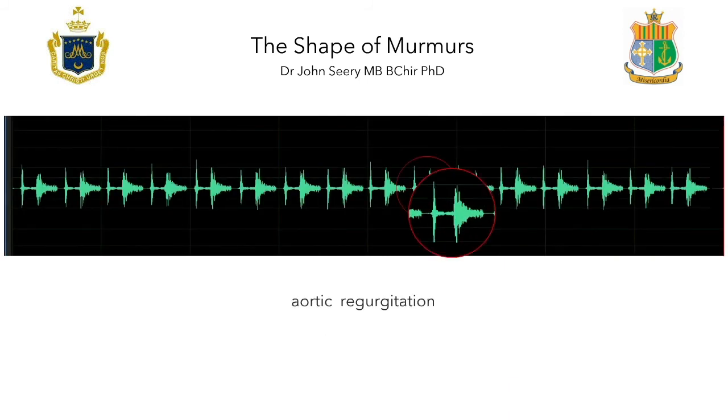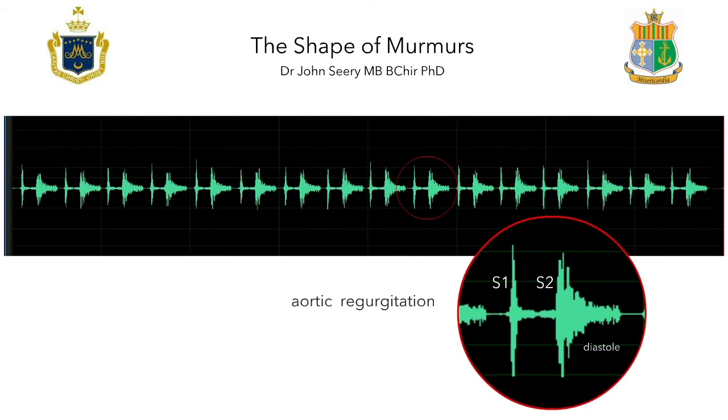The murmur of aortic regurgitation is diastolic, occurring early in diastole, immediately following the second heart sound. The murmur is decrescendo in shape.